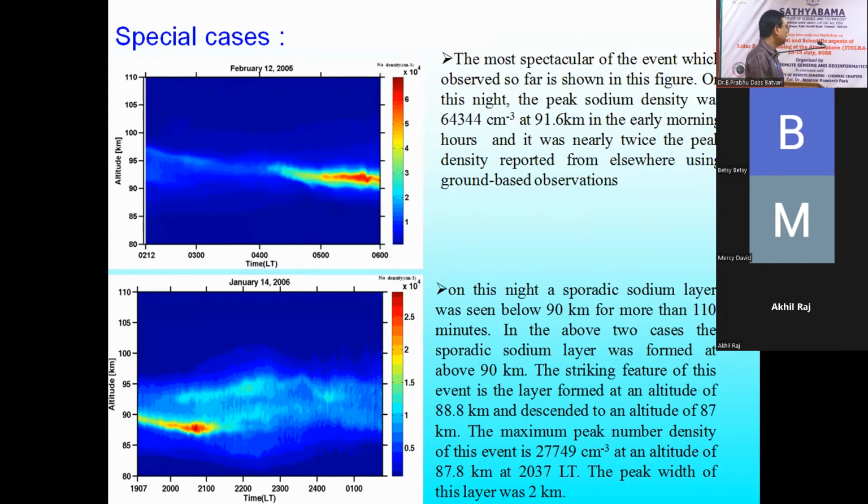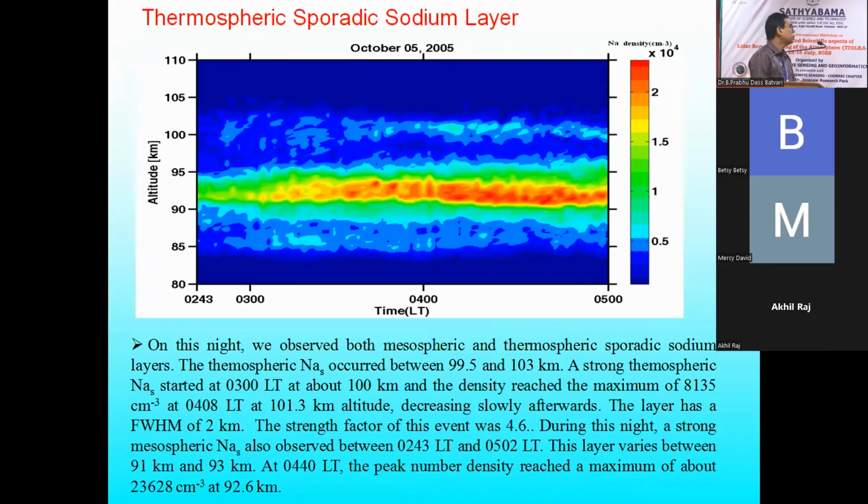And the second one: generally, sporadic sodium layers can be observed between 90 and greater than 90 kilometers, but this is a special case which can be observed below 90 kilometers, that is 87 or 88 or something like that. And this is the thermospheric sporadic sodium layer. Generally, mesospheric sodium layers are observed between, as I said previously, 90 to 100 kilometers, but for the layer at greater than 100 to 110 kilometers, the sporadic sodium layer we can call the thermospheric SSL.